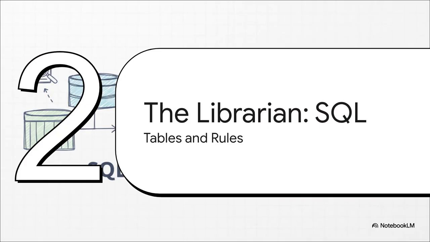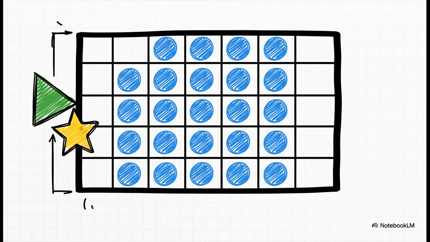So let's start with our librarian, SQL. This way of thinking about data has been the gold standard for decades, and it's built on a world that's all about tables and very, very strict rules. And this is the most important thing you need to know. In the SQL universe, everything must live in a table. Seriously. Think of a spreadsheet, right? It's got neat rows, neat columns, and every piece of information fits perfectly into a little cell. That is the fundamental law of SQL.